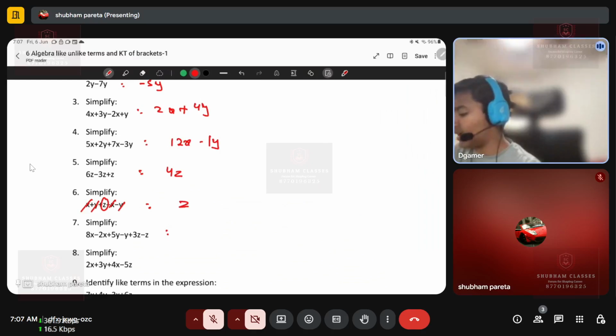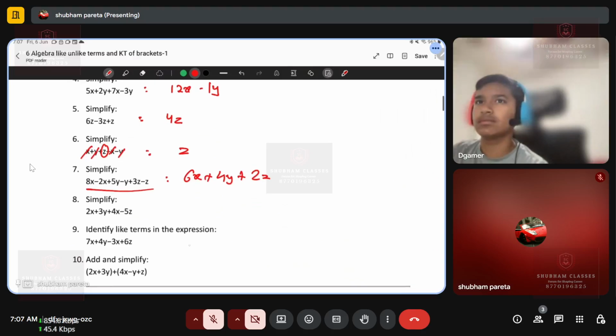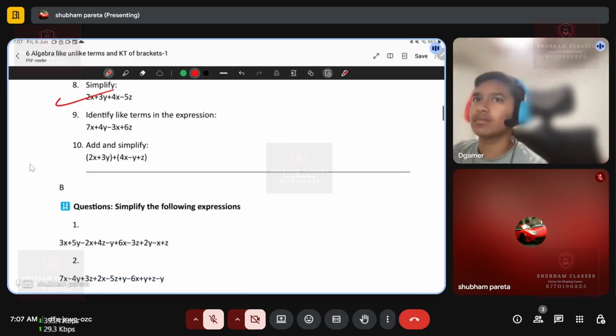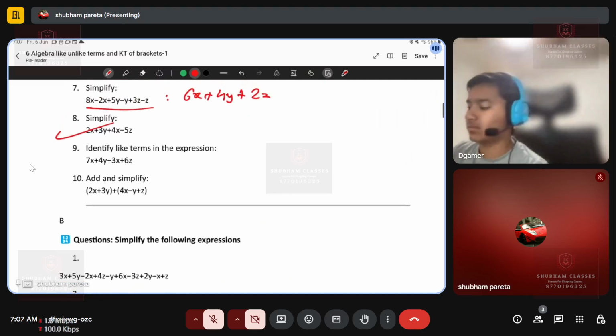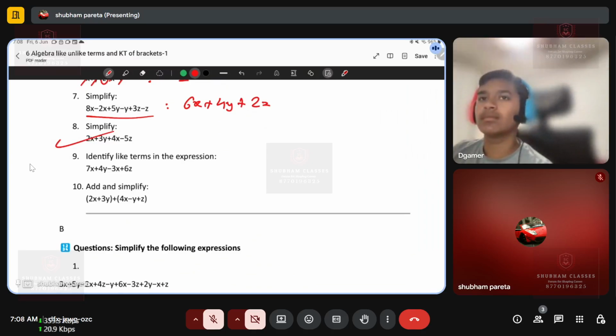6x plus 4y plus 2z. Okay, fine. So I think you're getting such things. And the last one is also in the same quantity only. Now, there is one more question: identify the like terms in the expressions. So I hope now you can easily identify which are the like terms, and you can perform the operation accordingly.